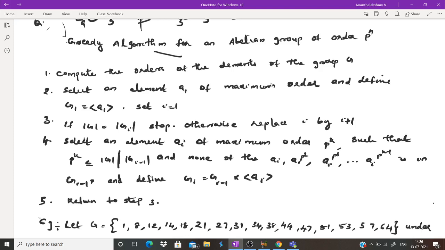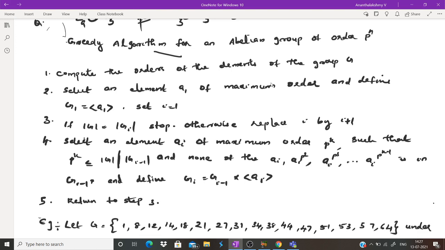Then second, you have to select an element A1 of maximum order and define G1 equal to the cyclic group generated by A1, and you set i equal to 1. In that group there will be an element of maximum order. There can be more than one element of the same maximum order. You pick any element which is of maximum order, say A1, and write G1 as the cyclic group generated by A1.